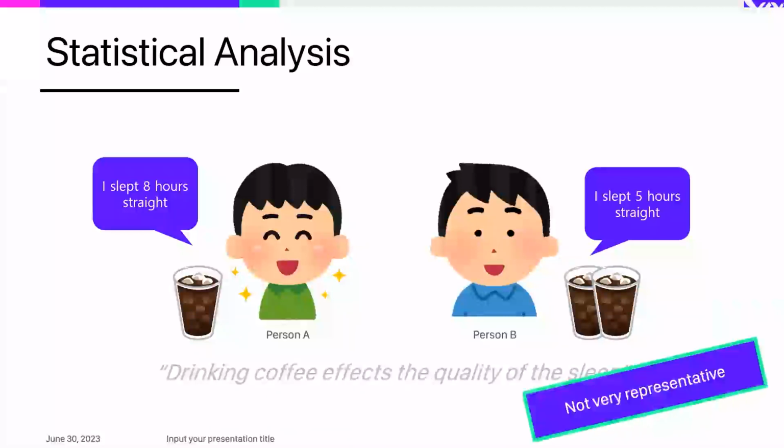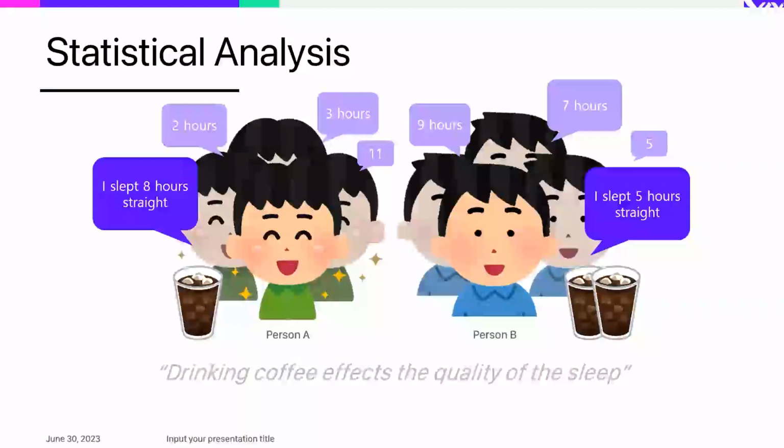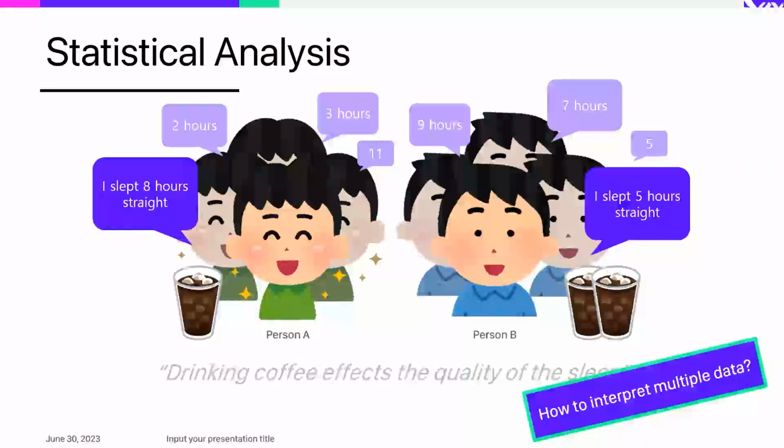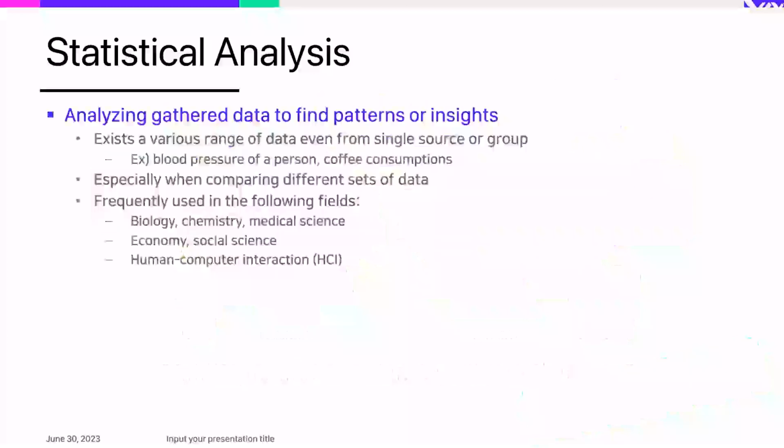But just from this data, it's not really representative enough to conclude that drinking coffee has some relationship with the quality of sleep. We need more data. So let's say there are multiple people. Although they look the same, let's assume they're different persons, and we have groups of data now. So now maybe we can say it's safe to say that drinking coffee affects the quality of sleep, but still there is a bunch of diverse data, and from this data we have to interpret if this really supports our hypothesis. Now here is when statistical analysis takes its role.